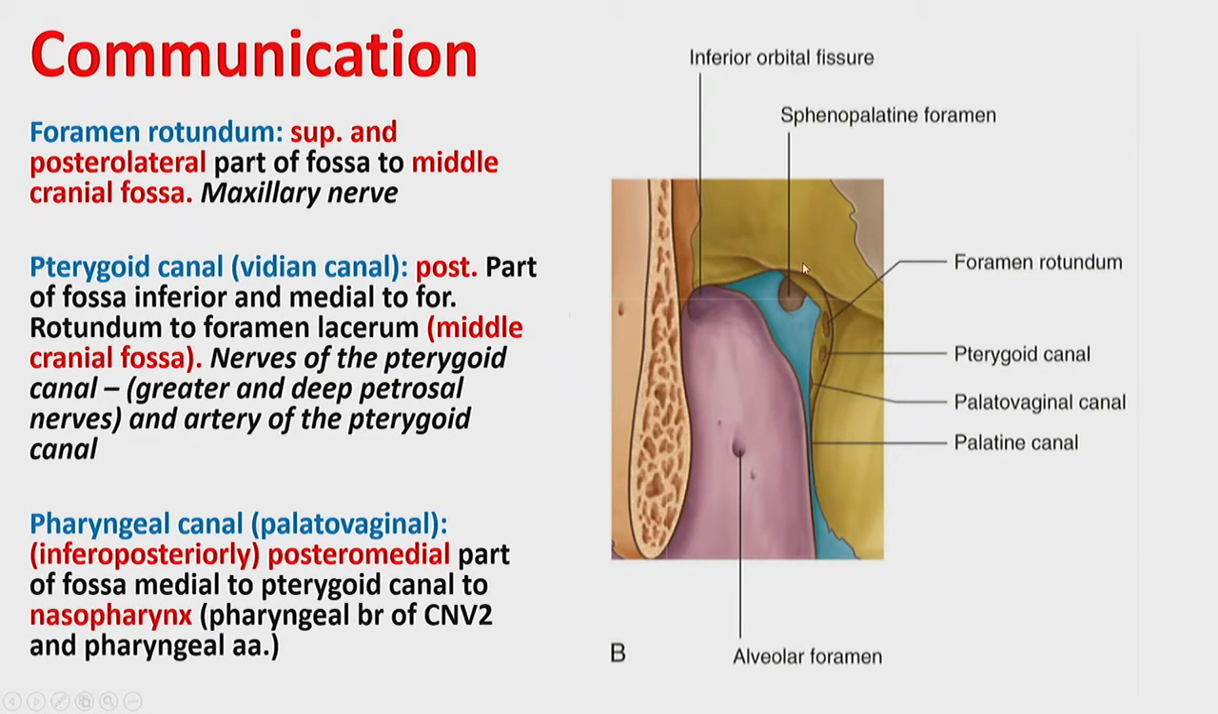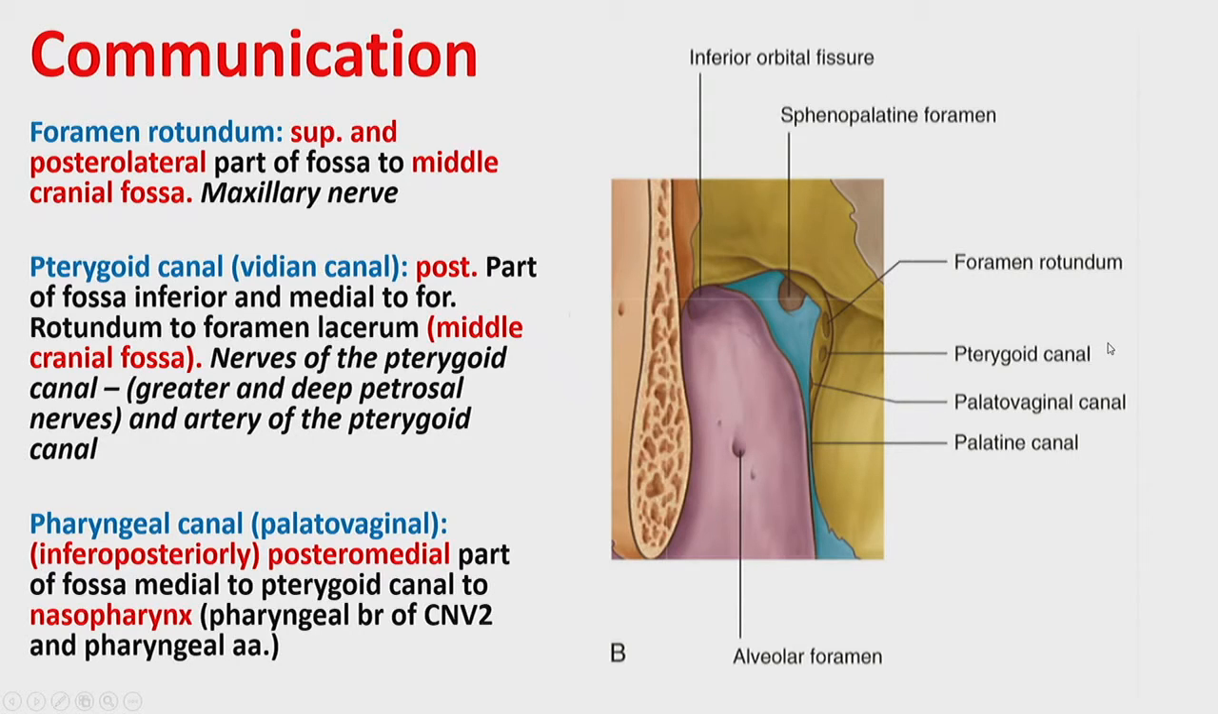Superiorly and posterolaterally. Superior, posterolaterally, it's the foramen rotundum, connecting to the middle cranial fossa. What does it pass? Maxillary nerve. A little bit down and medially, there is the pterygoid canal.